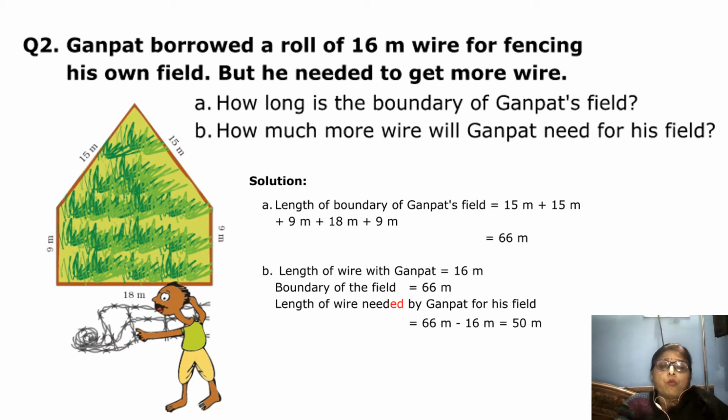Now Ganpat wants to fence his own field and only he needed a wire for it. How much wire will he need? So the length of the wire with Ganpat is only 16 meter and the boundary of the field is 66 meter. So the length of the wire needed is 66 meter. You subtract 16 meter from 66 meter and it is equal to 50 meter. So Ganpat will need 50 meter more wire to fence the field.